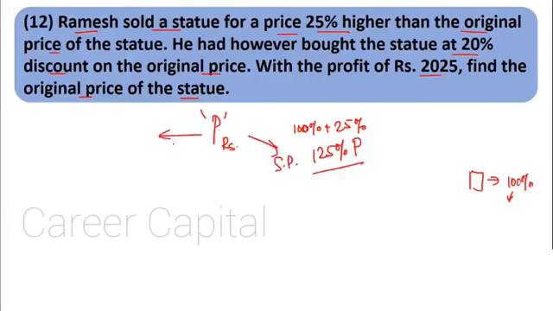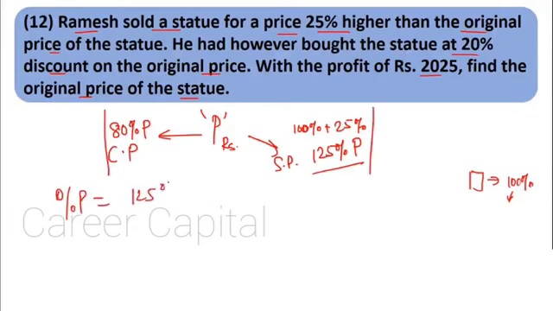Also, the statue was bought by Ramesh at a discount of 20%. So, how much did Ramesh actually pay for the statue? 100% minus 20%, 80% of the original price. This becomes the cost price, right? Now, what is the profit? Selling price minus cost price. Selling price is 125% of P minus cost price 80% of P, that is 45% of P.